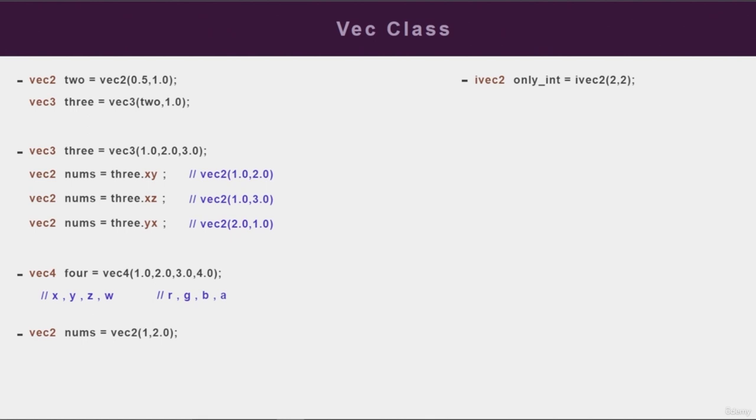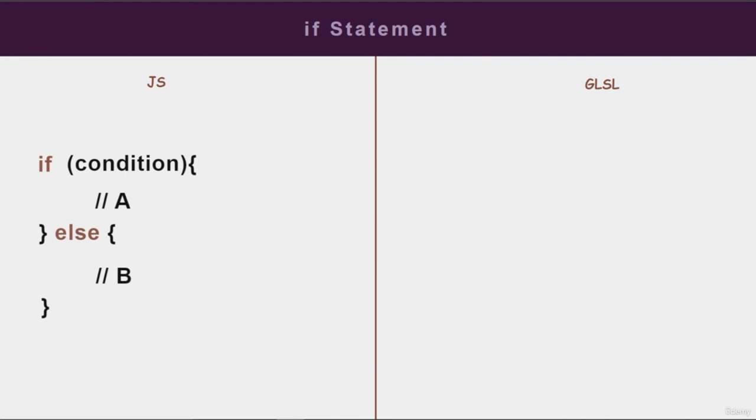So in this variable, we can only save integer values. And in case I want to save only Boolean values, then we have to write B before the vector. The if statement in GLSL is similar to the if statement in JavaScript. If the condition is true, then the code written in line A will be executed. And if the condition is false, then the code written in line B will be executed.